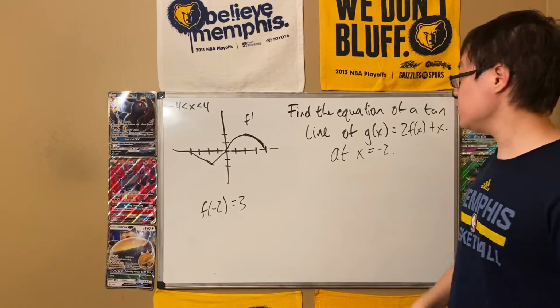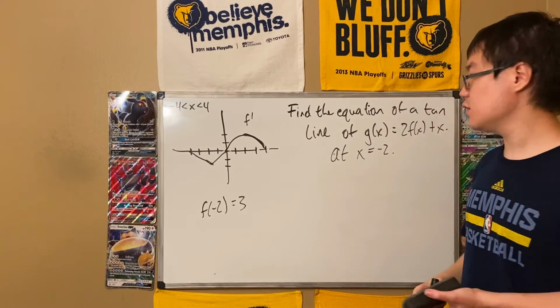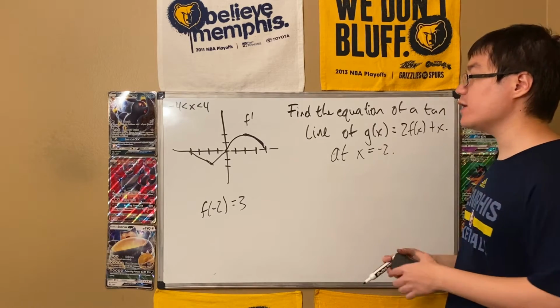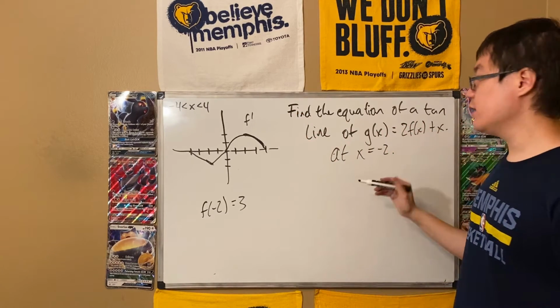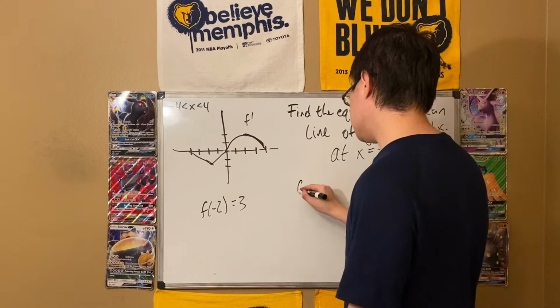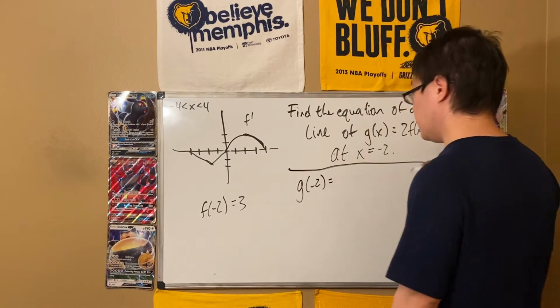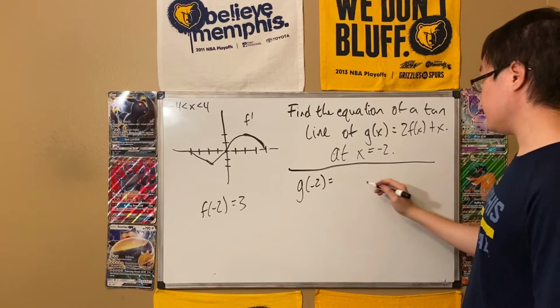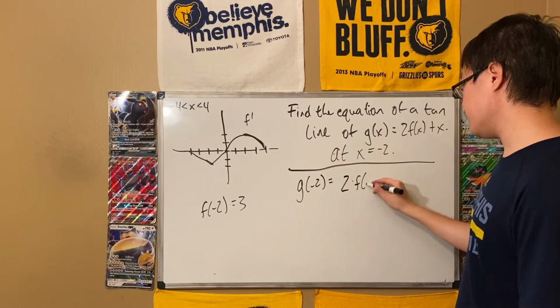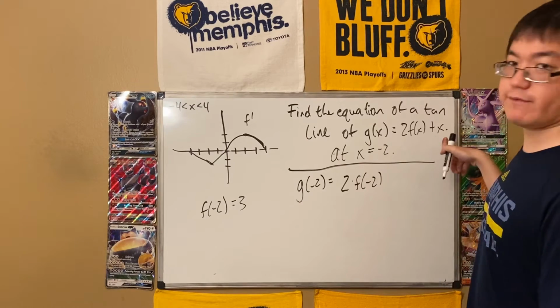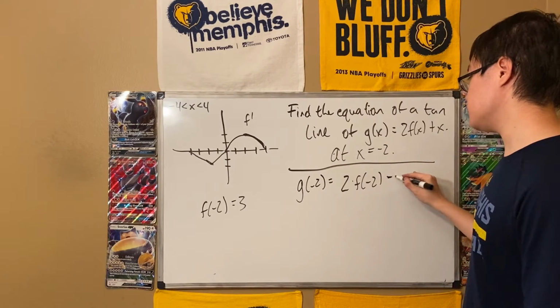What do I want my slope to be? Well, it's the derivative because we have tangent. So in this case, just keep in mind that we're not dealing with f, we're dealing with g. So first off, we're going to find the point, g of -2. So this will help me find the point. What you do is you're just going to plug it into our function. It looks like it's 2 times f of -2. And we're going to plug in -2, of course, into our x, so it's going to be -2 as well.